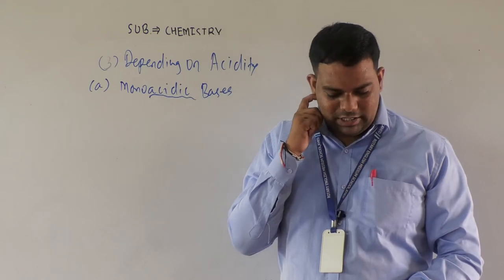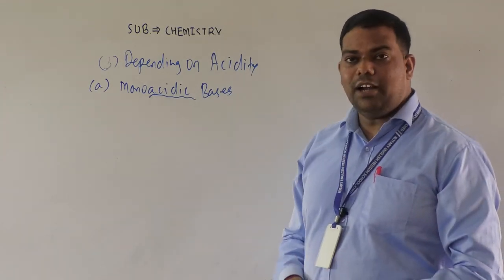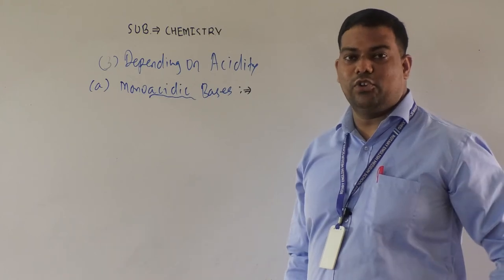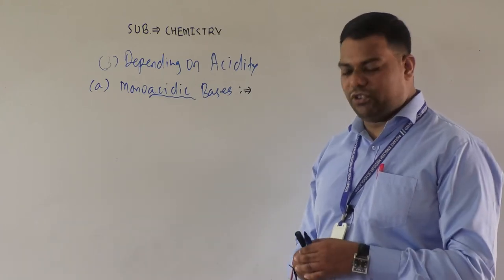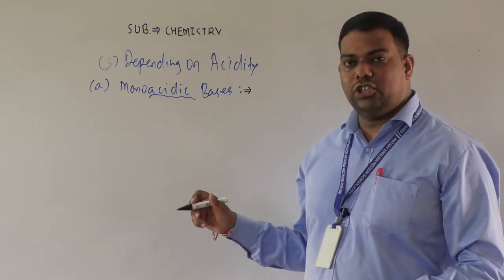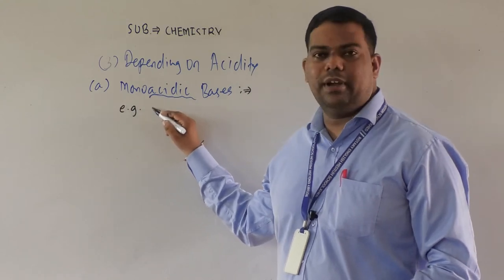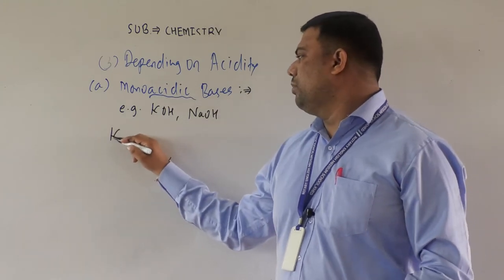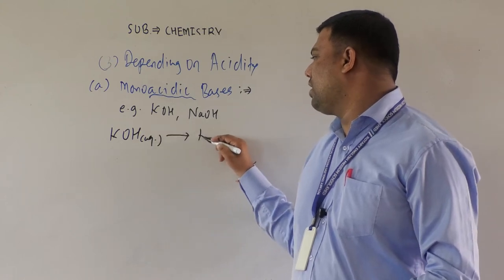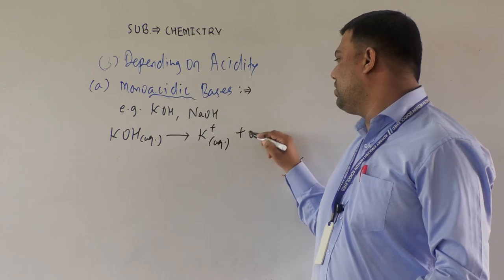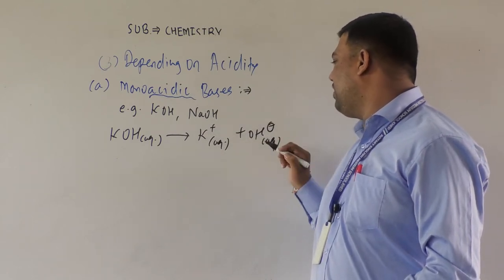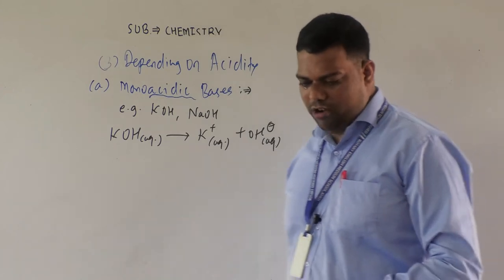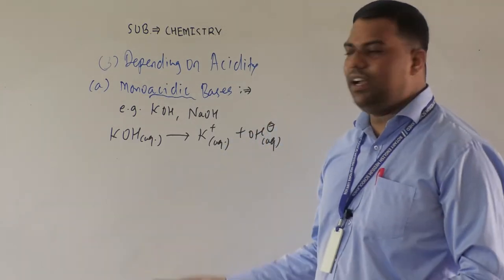So in monoacidic bases, these bases produce only one hydroxide ion per molecule on dissociation with water. Example: KOH, NaOH, only one OH minus they are giving. If you think about an aqueous solution of KOH, K plus aqueous plus OH minus aqueous. So only one OH minus per molecule on dissolving in water. These are examples of monoacidic bases.